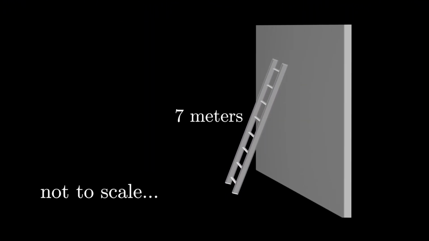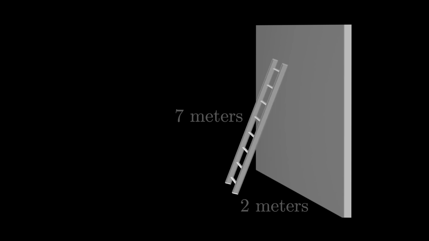Suppose you have a ladder 7 meters long leaning against a wall. If the bottom of the ladder is pushed horizontally toward the wall at 1.5 meters per second, how fast is the top of the ladder sliding up the wall when the bottom is 2 meters from the wall?